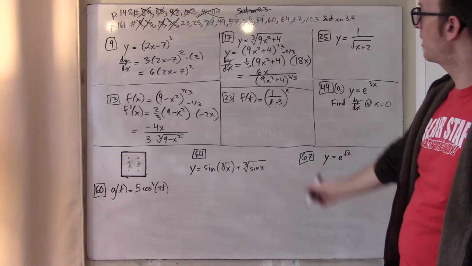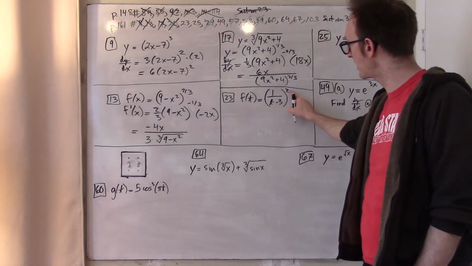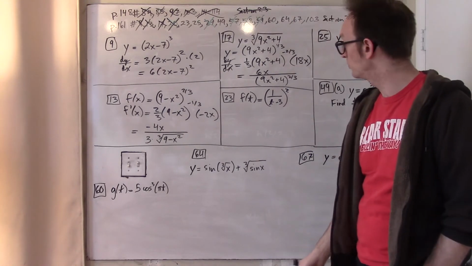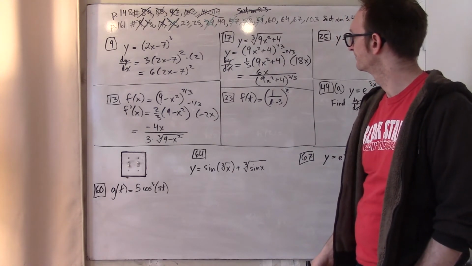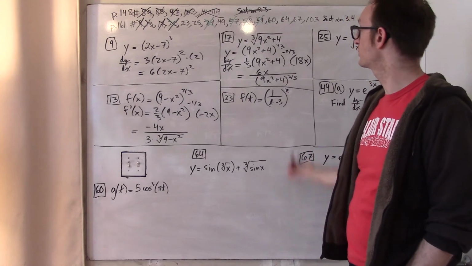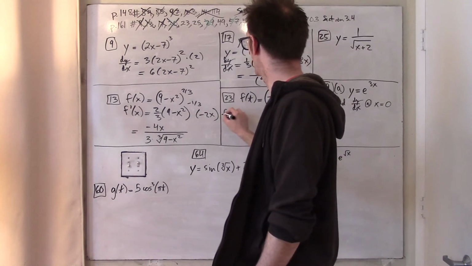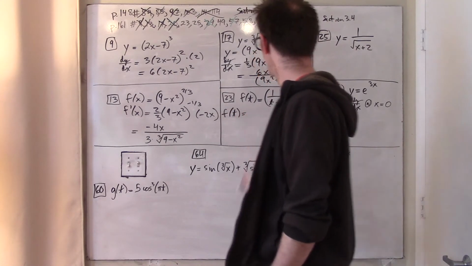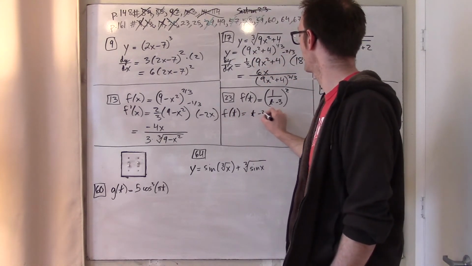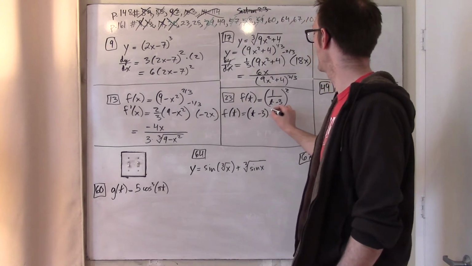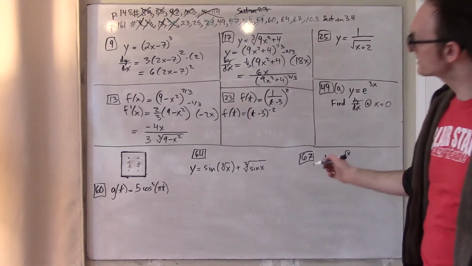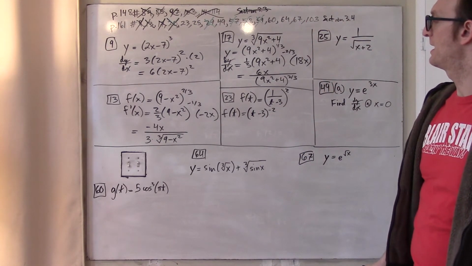Number 13, let's go. This is 1 over t minus 3 squared. Well, if you didn't know the chain rule, you could do the quotient rule, I guess, here, but that's not the good way to do it. The good way to do it is to realize that this function is really just t minus 3 to the negative 2, because it's just 1 over t minus 3 squared.